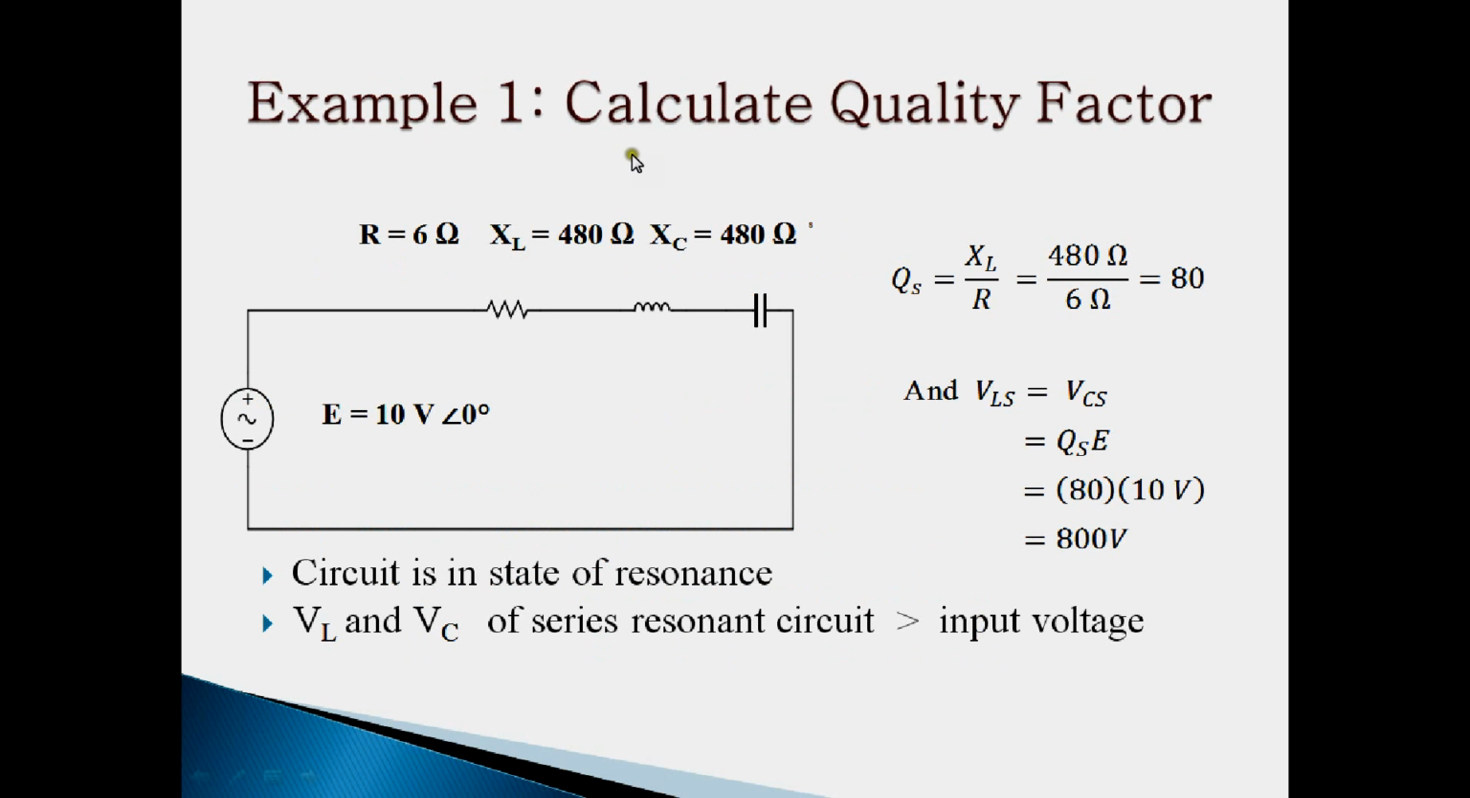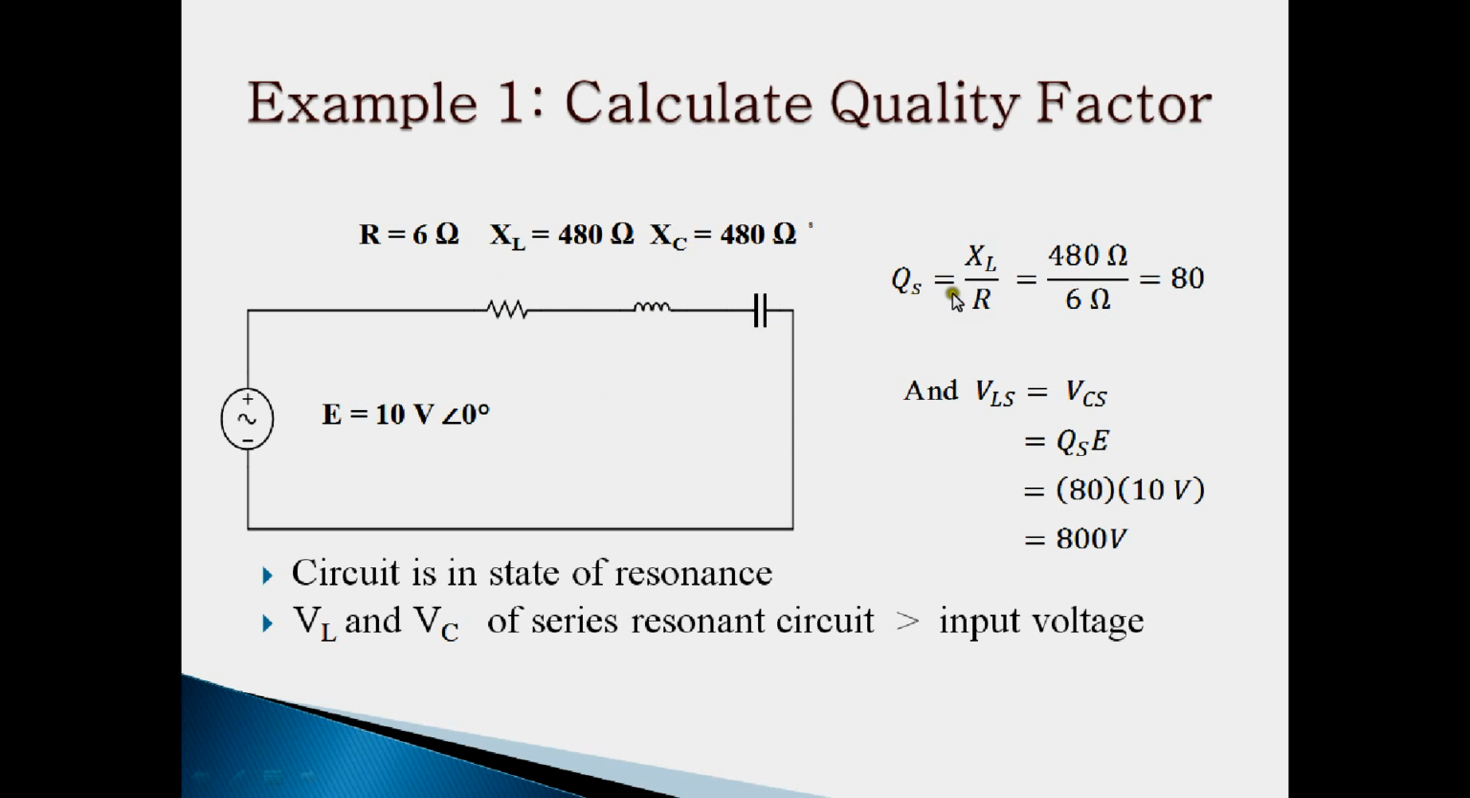One example, how to calculate quality factor. This is a simple RLC series circuit. Applied voltage is 10 volt, 0 degree phase shift. Resistor is 6 ohm. XL is 480 ohm, XC is 480 ohm. That means this is a resonance condition, so no need to calculate frequency.